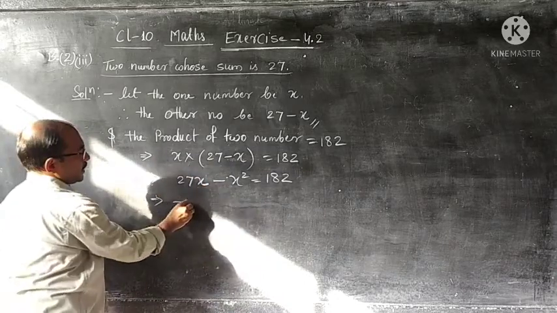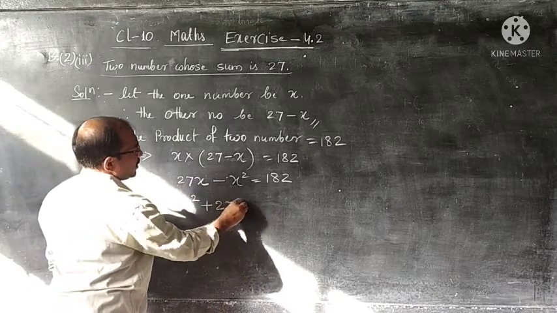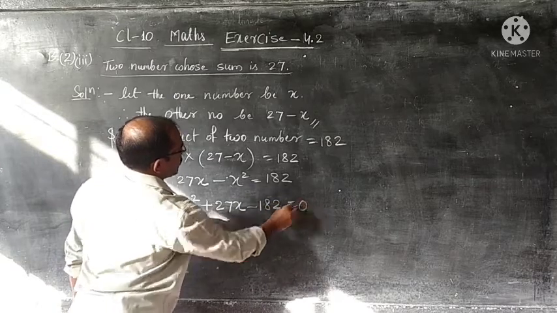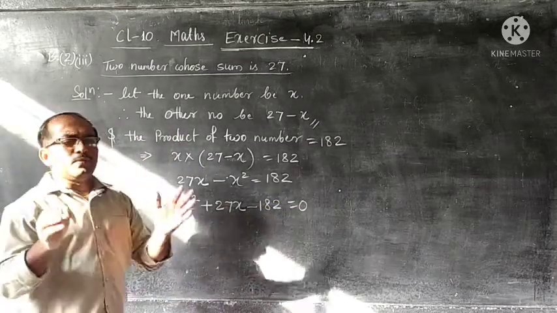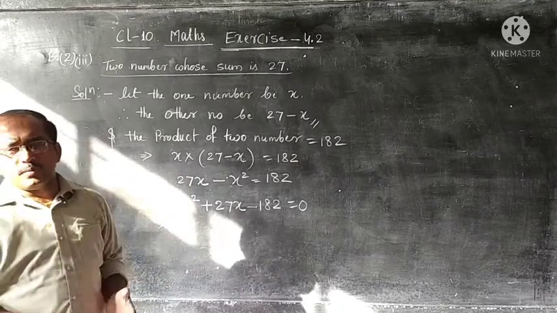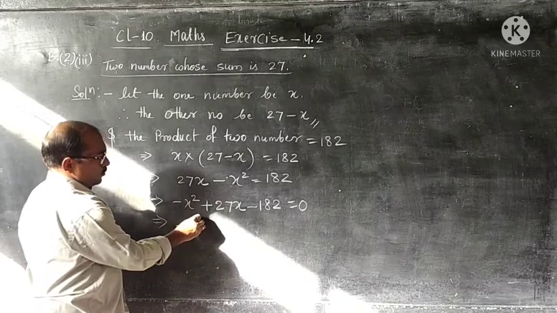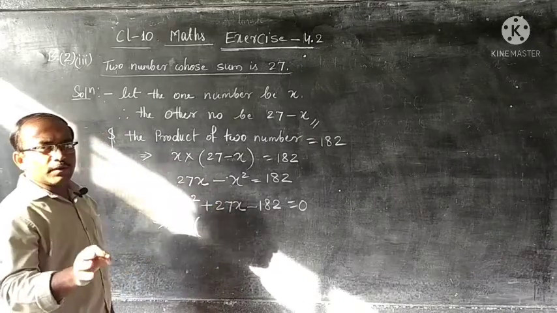Minus x square we write first. The middle term, the x term, we will write, and the number which is on the RHS we bring to the LHS: 182 is equal to 0. Now, like the last question, if the first term is negative, we just take minus common. Minus 1 we can take common because 1 is a factor of every number.